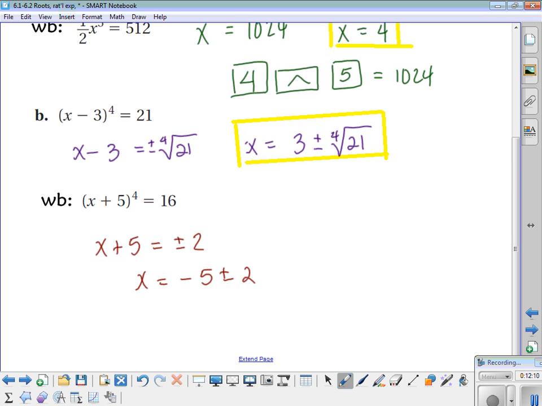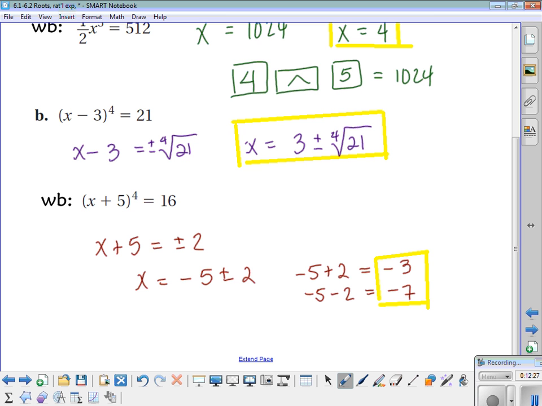That's just two numbers. It's negative 5 plus 2, and it's negative 5 minus 2. What is negative 5 plus 2? Negative 3. What is negative 5 minus 2? Negative 7. Those are your answers. Okay? You just have to finish doing it all the way.